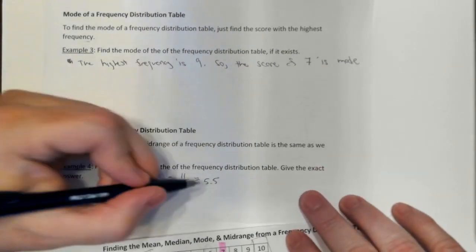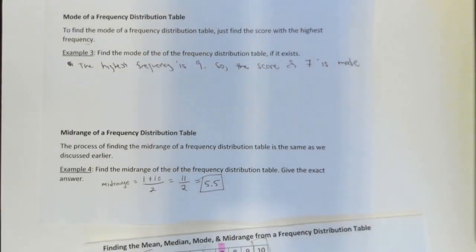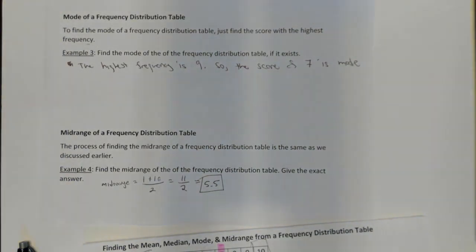Again, if it wants you to round, it will tell you to round. Sometimes it will just say give the exact answer. If it says give the exact answer, you type in the entire decimal. Generally, that could go 3 or 4 decimal places.